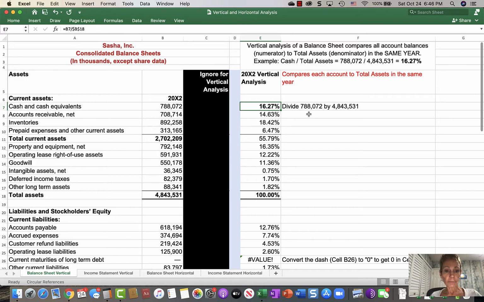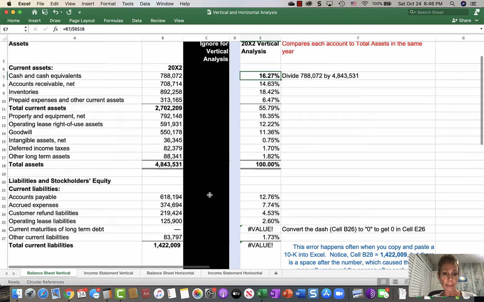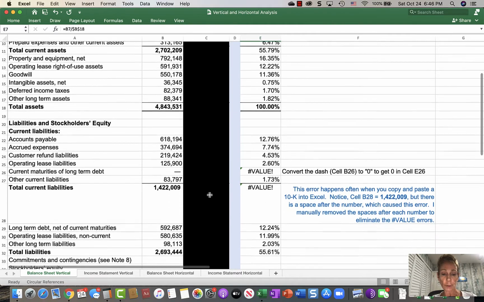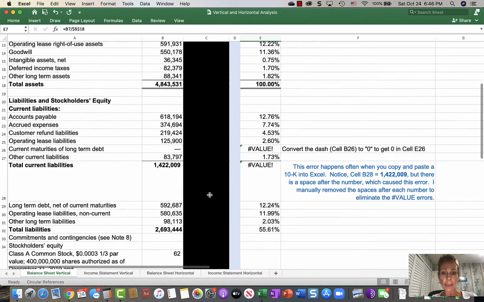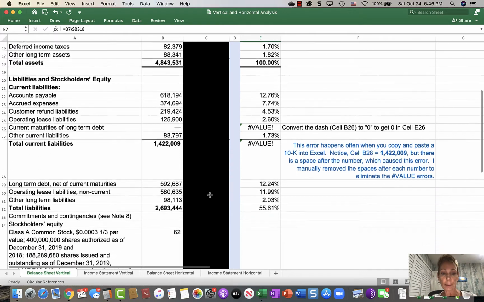Now let's come down further. When you download the SEC 10K report for the balance sheet, you will be given 2 years. I just blacked out this first year because we're going to ignore it in the vertical analysis. In a vertical analysis, you're looking at the same year. So that's why I blocked it out.